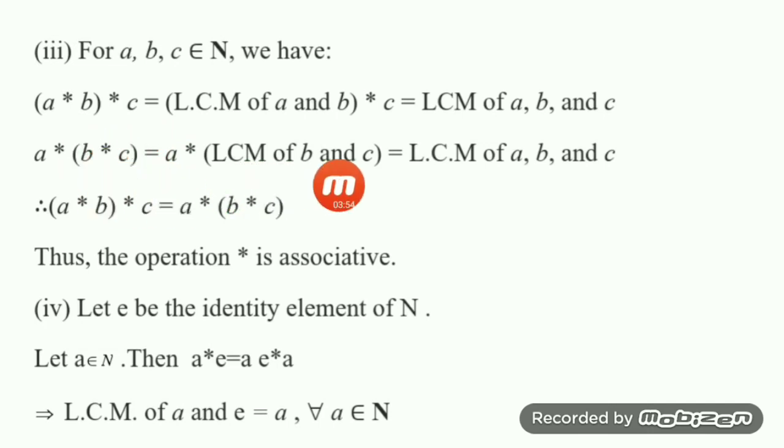B star C means LCM of B and C. Again, take A star this expression. So LCM of this and this one, LCM of A, B and C. Thus we have seen A star B star C is equal to A star within bracket B star C. So the conclusion is: the operation star is associative.